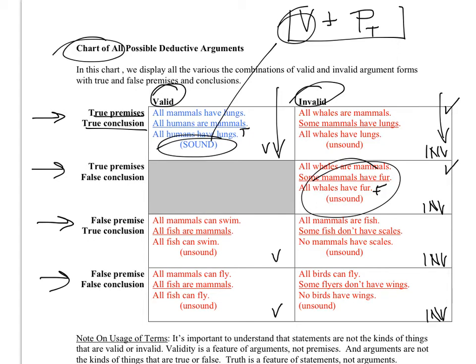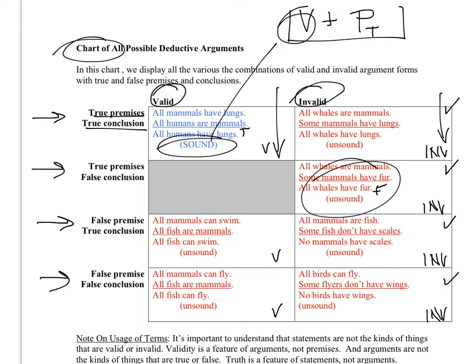Here we have a typical case of an invalid argument where you start with true premises and then you end up with a false conclusion. In this case, we have an invalid argument with false premises and you luck out and have a true conclusion. And the final case is where you have an invalid argument and everything is false.